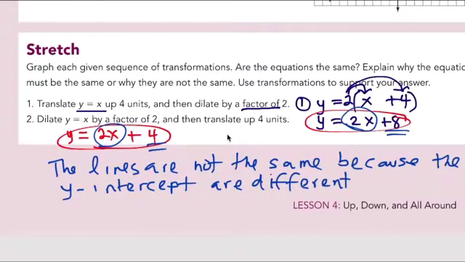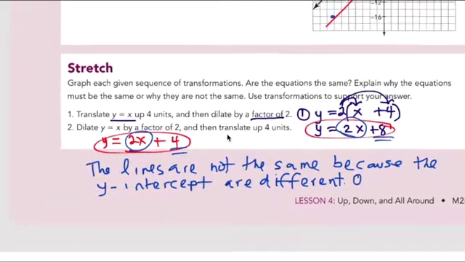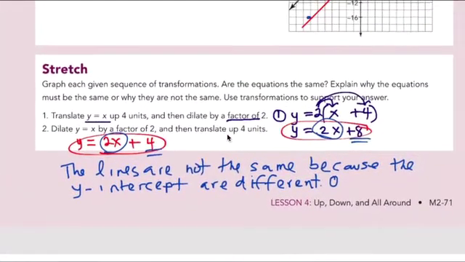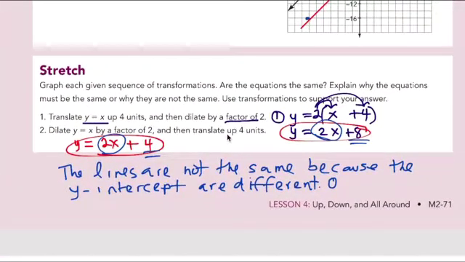1 is 8. You have to write all this. I won't have enough space. So 1 is 8. The other y-intercept is 4.